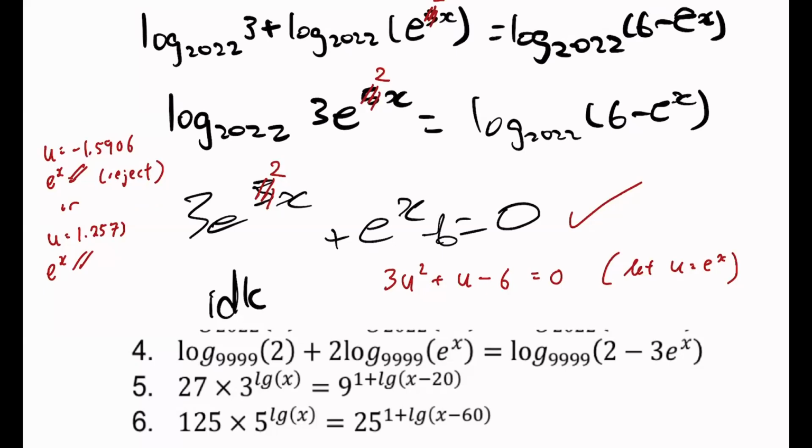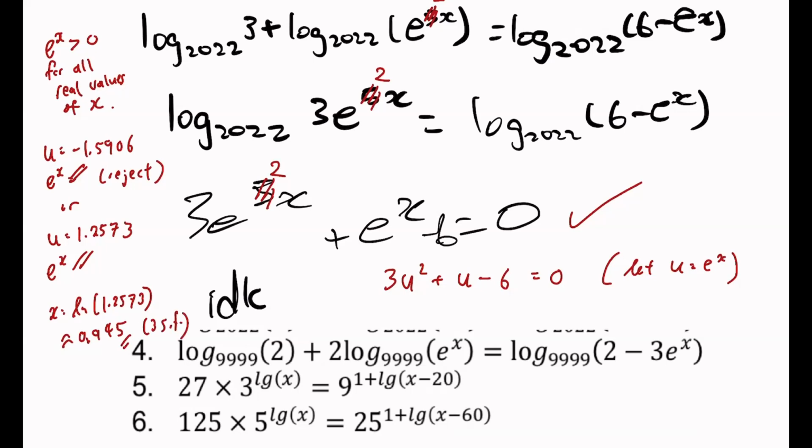Okay, maybe I write the reason on top. E power x is more than 0 for all real values of x. Yeah, here negative is impossible. So your only answer will be e power x equals 1.2573. Then you have to ln both sides. Therefore, x equals ln of 1.2573. What would that be? Some value. Let's see what it is. 0.945 to 3 significant figures.